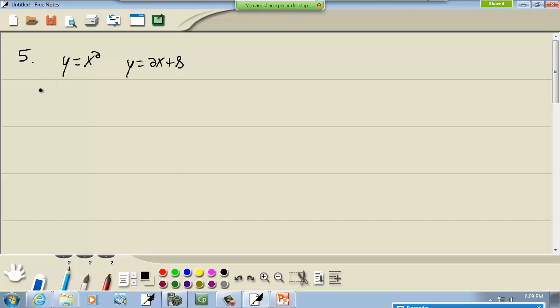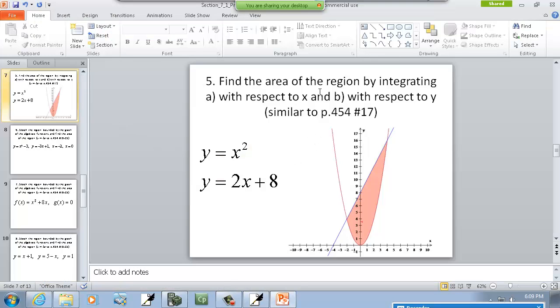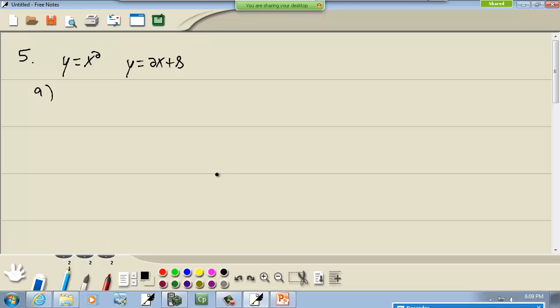Part A says find the area of the region by integrating with respect to x. Well, these are already in terms of x's, so that's good. This is type 1. We just need to figure out what our x values are. Obviously, the blue here is above the red. The blue is our line, 2x plus 8. So let's find the POIs.